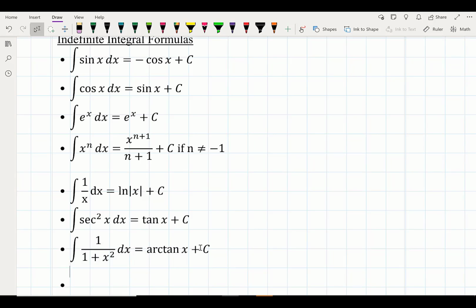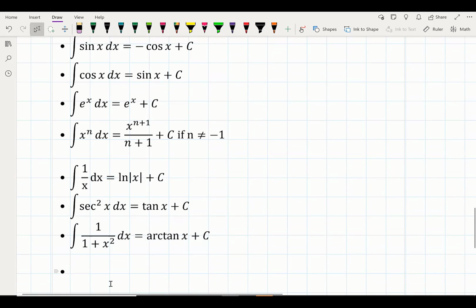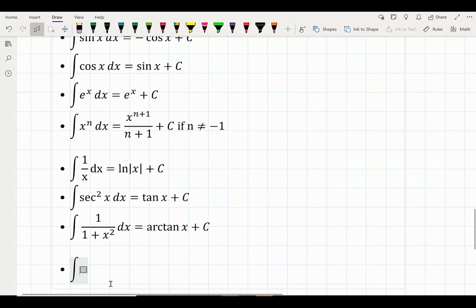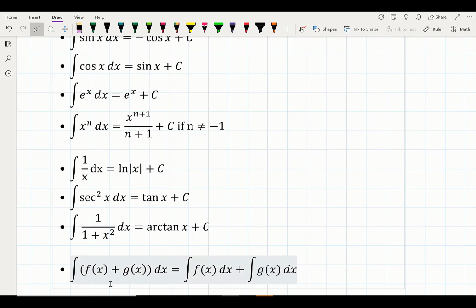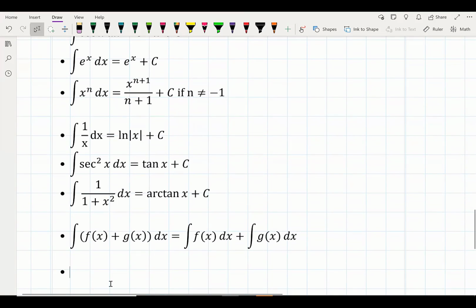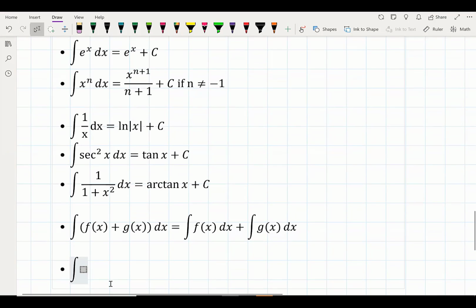Well, we've got our linearity rules. Again, I'm just putting down the same rules that we had for antiderivatives. So if we take the indefinite integral of a sum, then that will be the sum of the indefinite integrals. And if we multiply by a constant, say r, then we can pull the constant out in front.